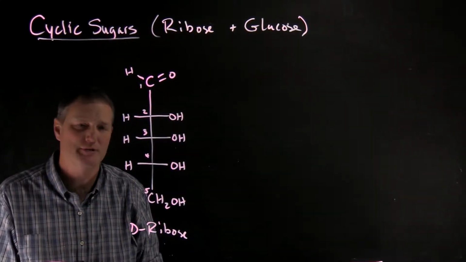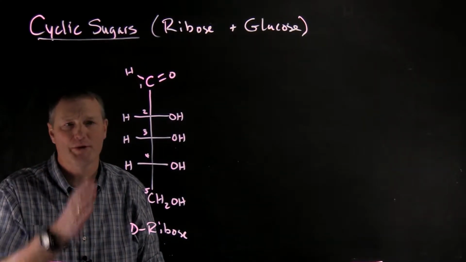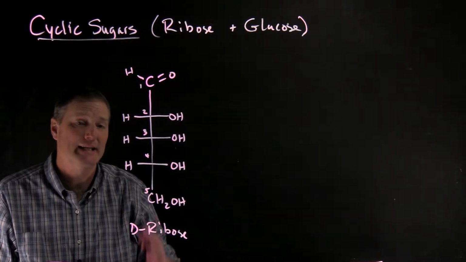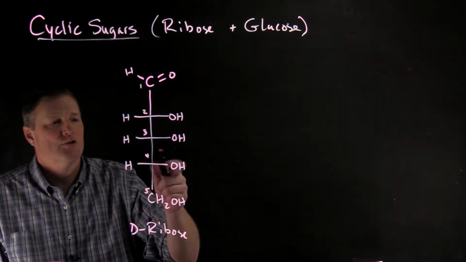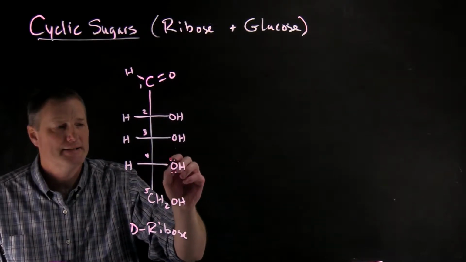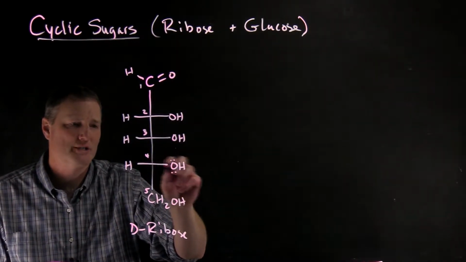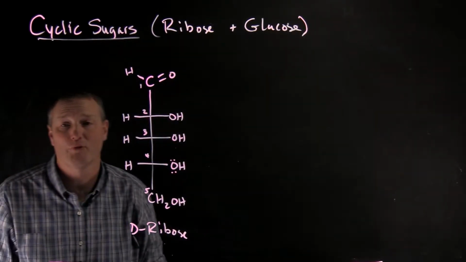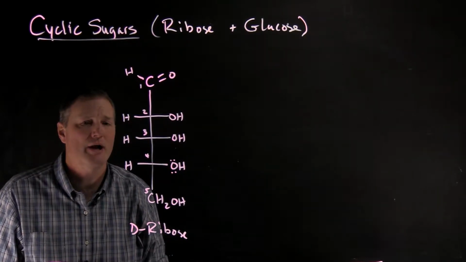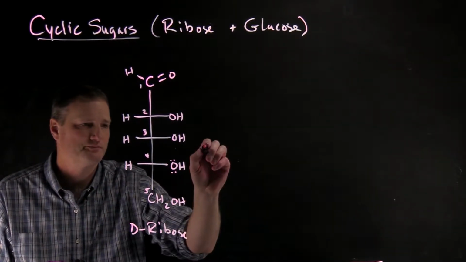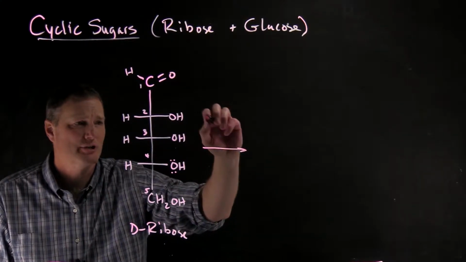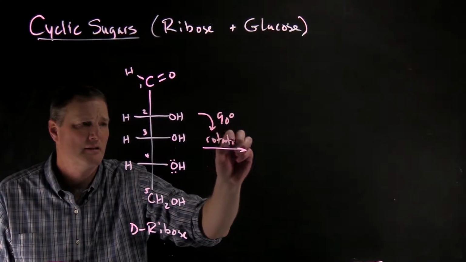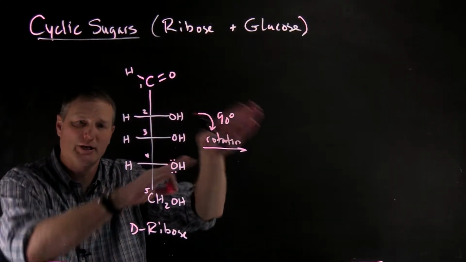However, when you put ribose into water, only a small percentage of it actually exists as this open chain form. It's actually going to prefer to exist in its cyclic form. What I'm going to show you is that it's this OH group on the 4 position that's going to want to cyclize onto carbon 1 and form a hemiacetal. Before I do that cyclization, I want to rotate this structure 90 degrees.